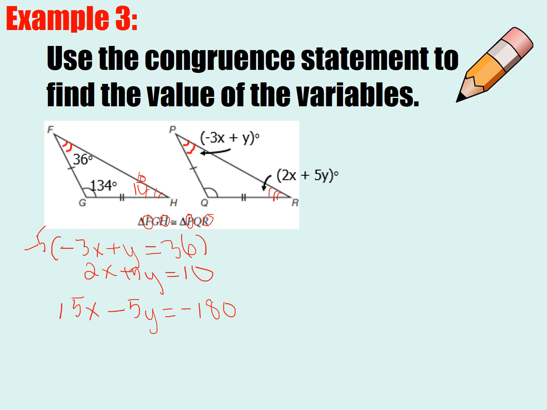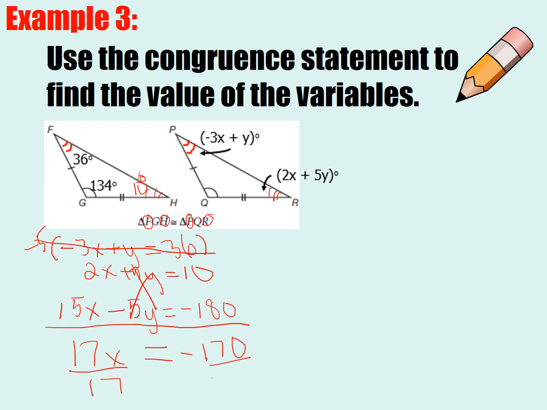And now all I have to do is add the two equations together. So 2x plus 15x gives me 17x. The y's cancel because 5y minus 5y gives me 0. So then we have 10 minus 180. That's a negative 170. Divide both sides by 17. Would you look at that? X is a negative 10.